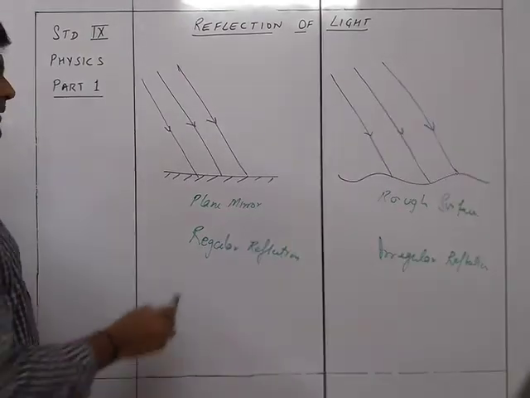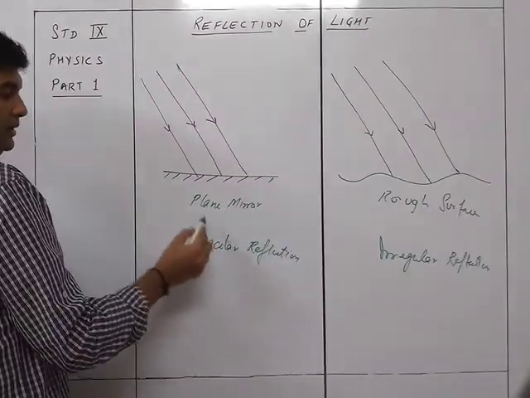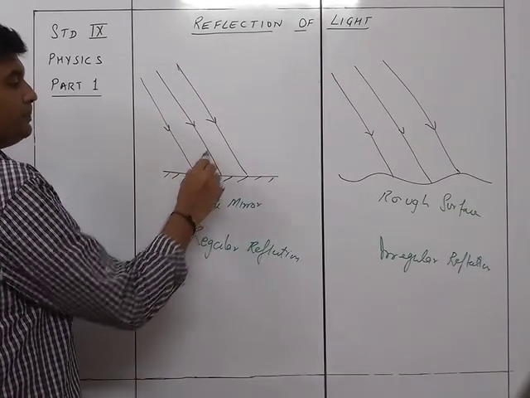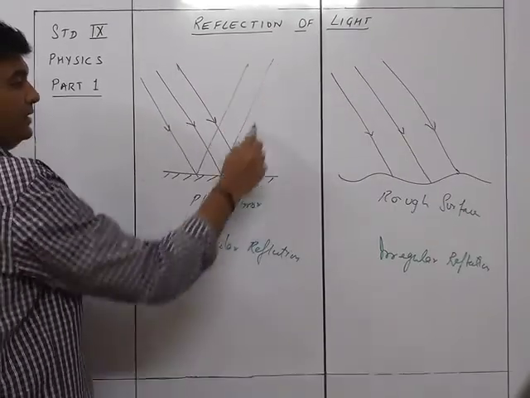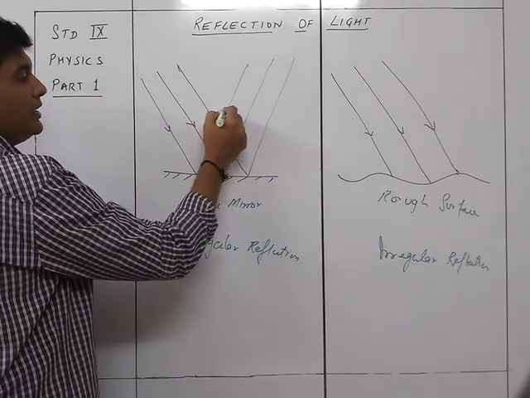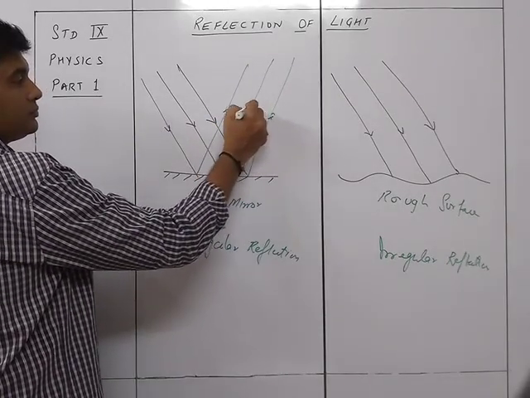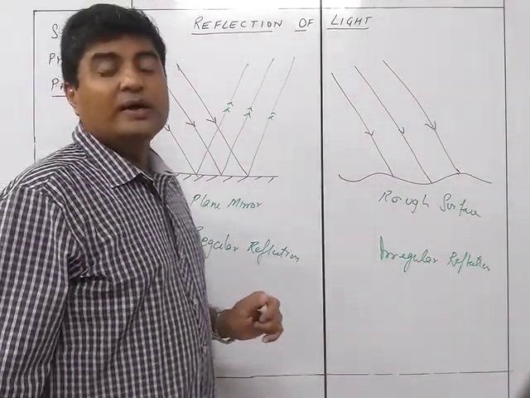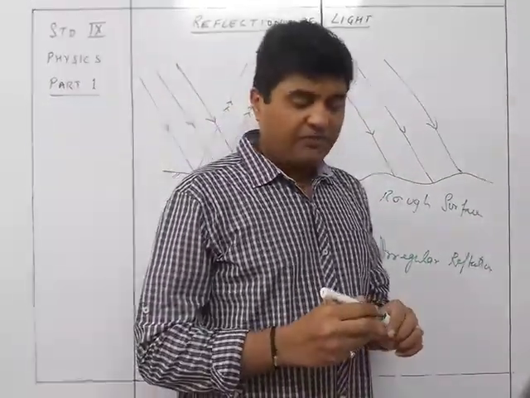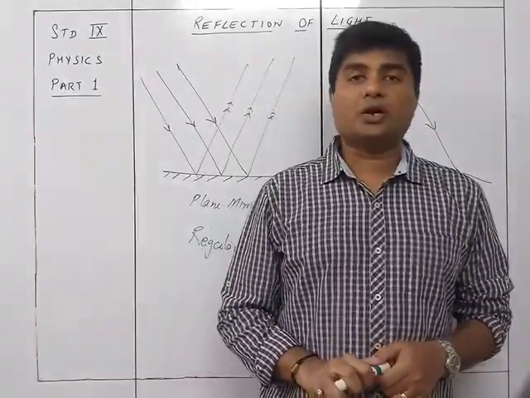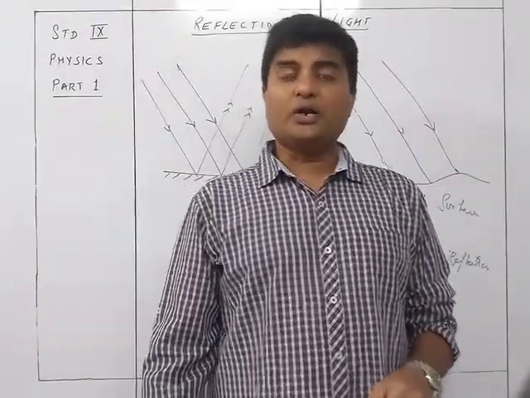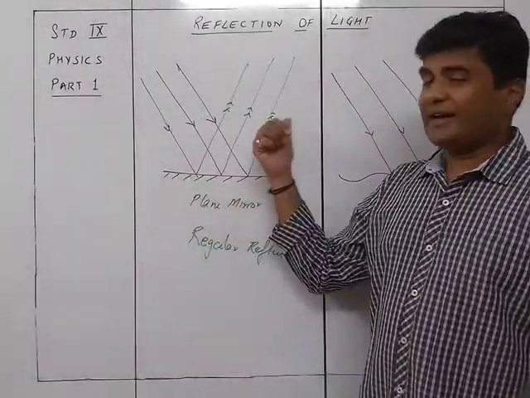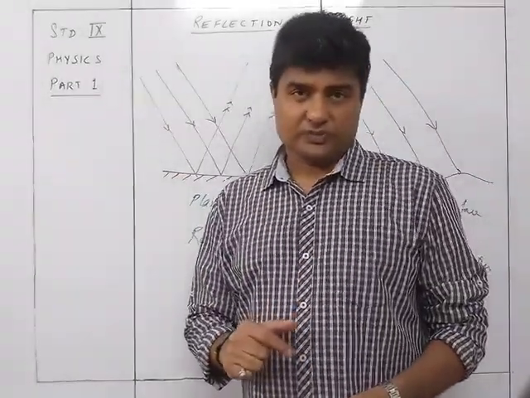Because this is a straight line over here, all these rays will be reflected back in the same manner and they too will be parallel to each other. These three lines will also be parallel to each other. So if the reflected light from that particular object is parallel, then we say that the type of reflection over here is a regular reflection.